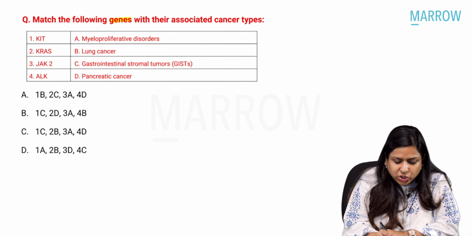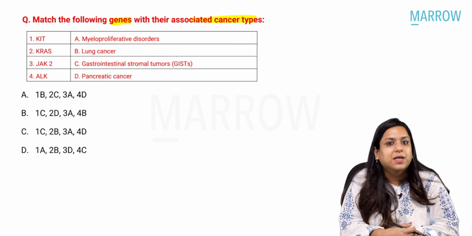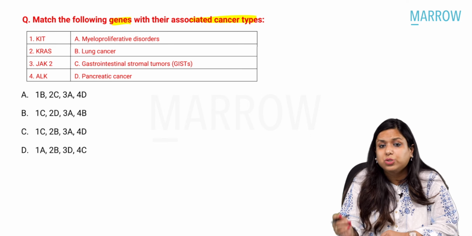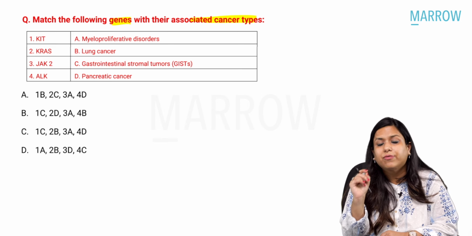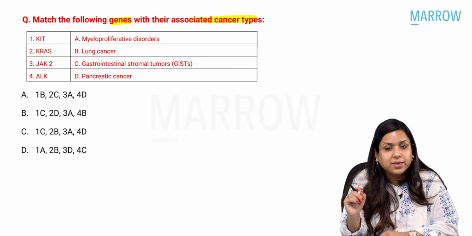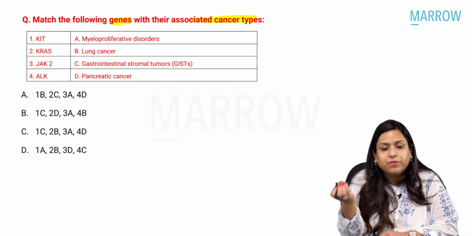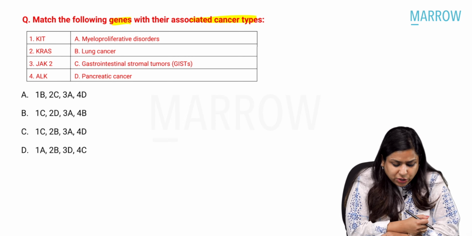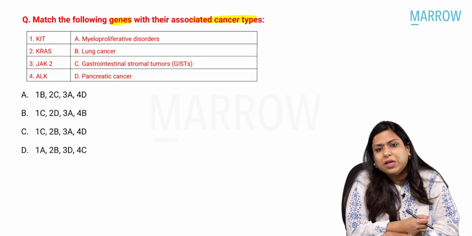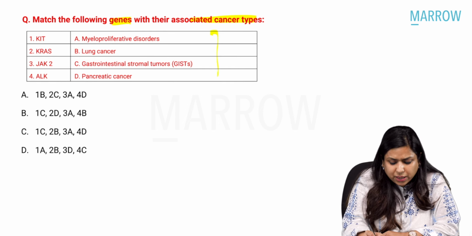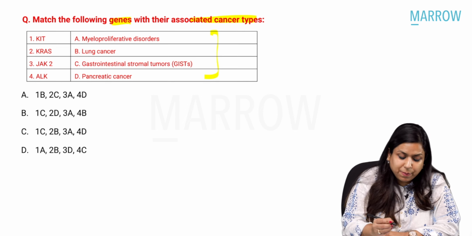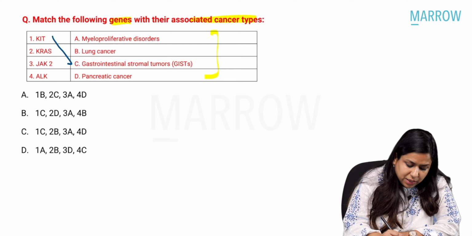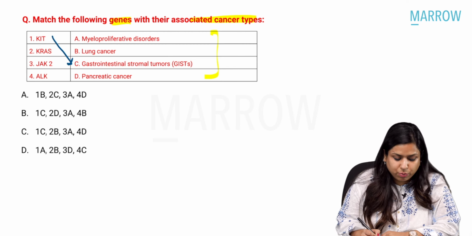Match the following genes with their associated cancer types. This was a direct ratta question. You can only do this question if you have done revision at least twice or thrice, because these genes are quite confusing, right? Now, first of all, we have KIT. You tell me, out of these options, KIT is seen in which condition? Remember, students, KIT is seen in gastrointestinal stromal tumor.